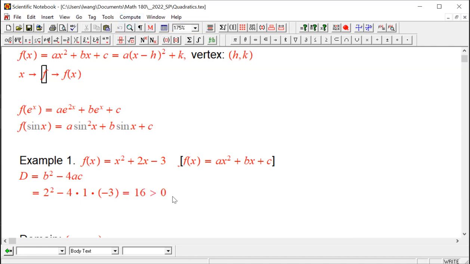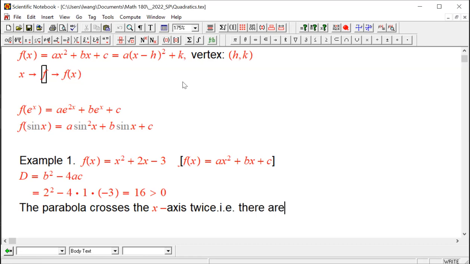If b squared minus 4ac is positive, then we know the parabola crosses the x-axis twice, i.e., there are 2 x-intercepts.